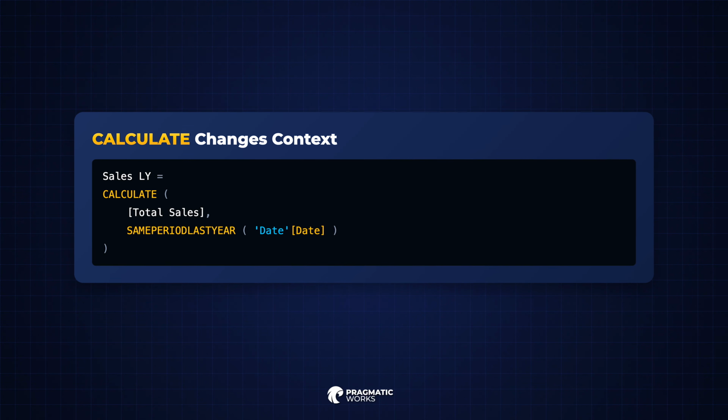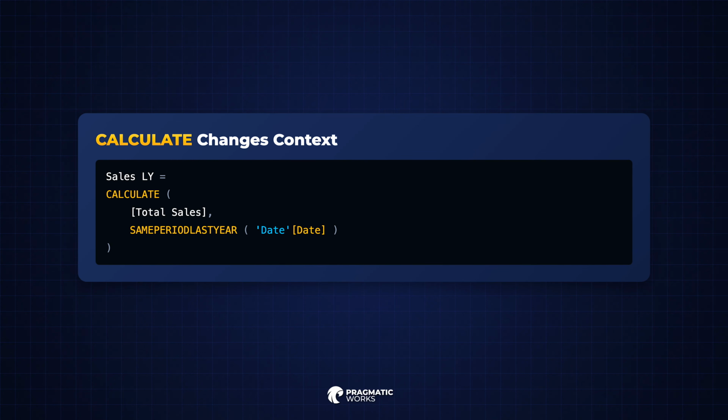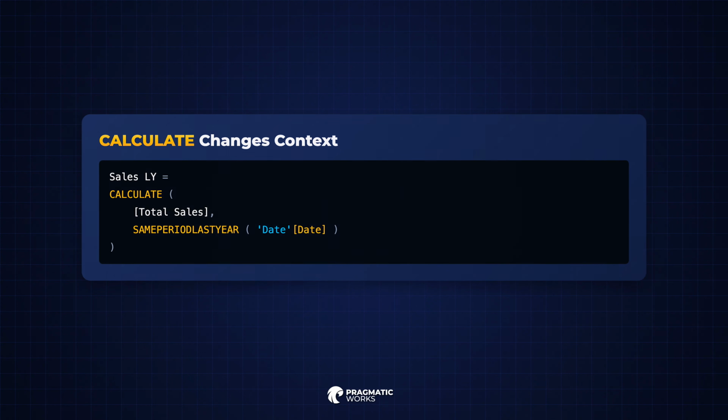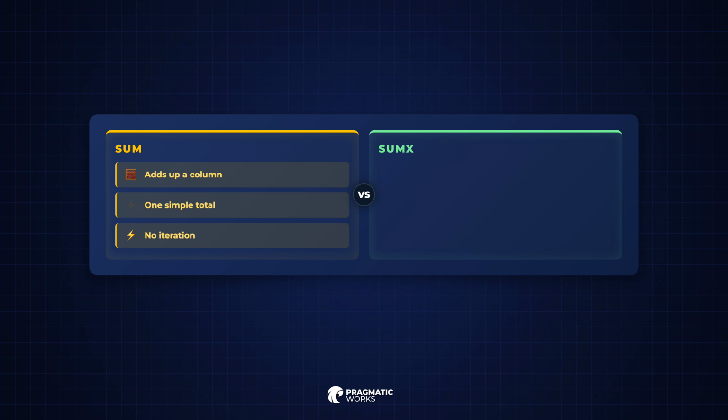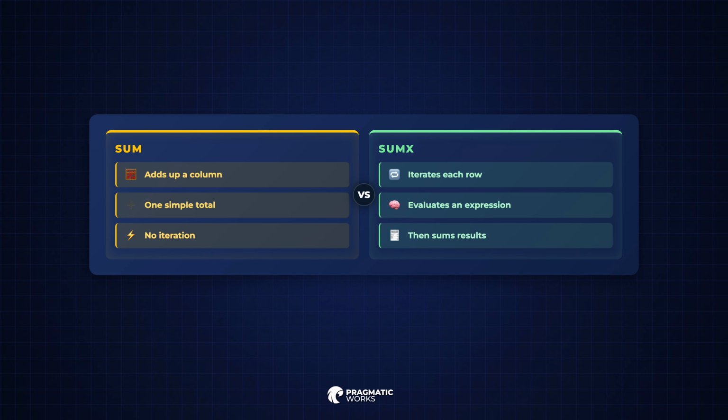It's one of the most important functions in DAX because it allows you to override and change the filter context. You should also know the difference between SUM and SUMX. SUM is simply going to add up the values in a column, while SUMX is going to iterate row by row, evaluate an expression for each row, and sum those results.